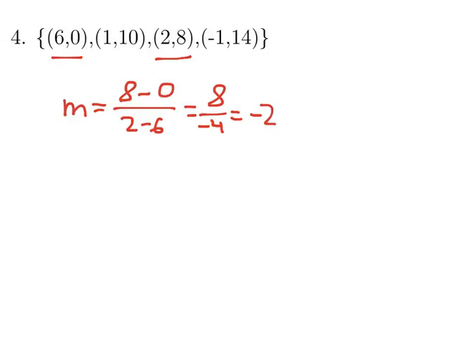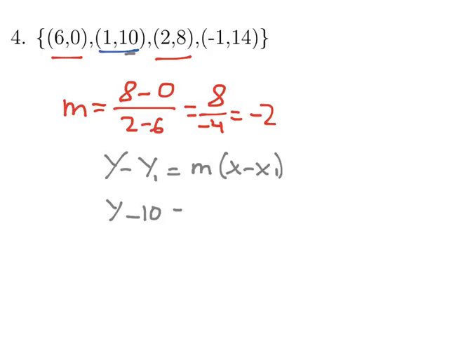Now I can use point-slope form to find the equation for this line. I'll pick the point 1 comma 10. For no reason, I just choose to pick it, and I plug the values in. So I have y minus y sub 1, which in this case is 10, is equal to m, or negative 2, times the quantity x minus x sub 1. X sub 1 is just 1.